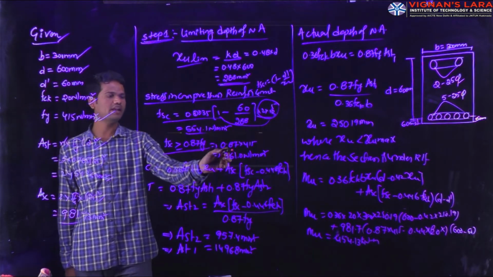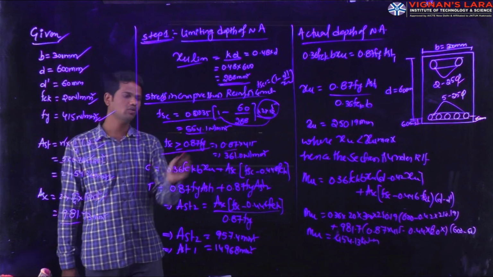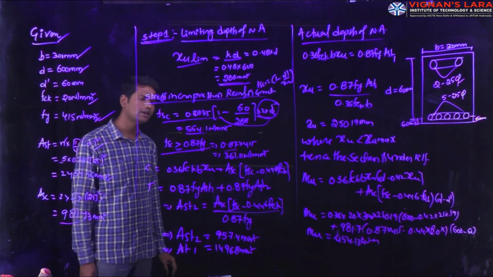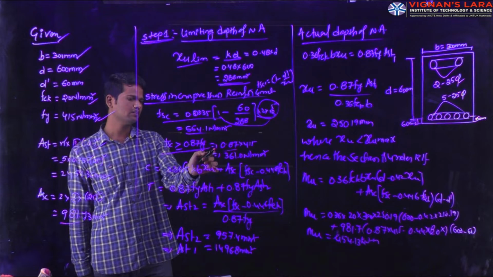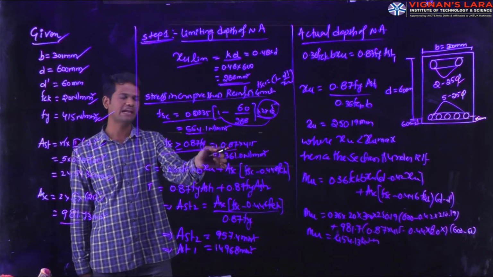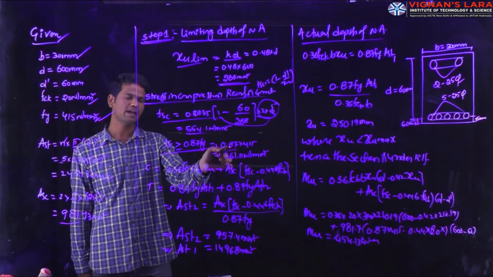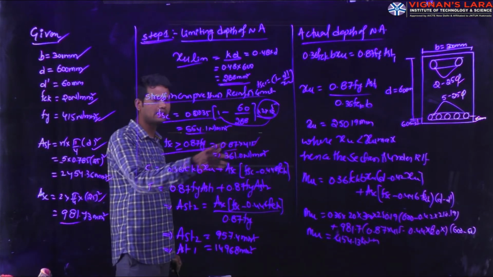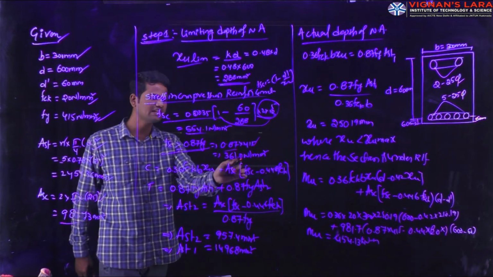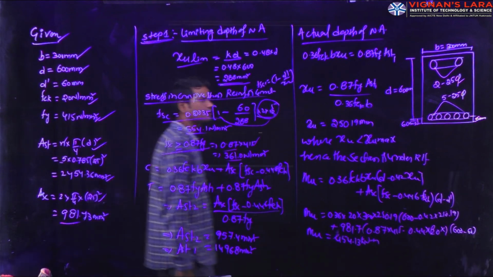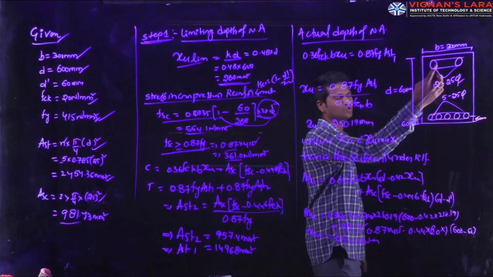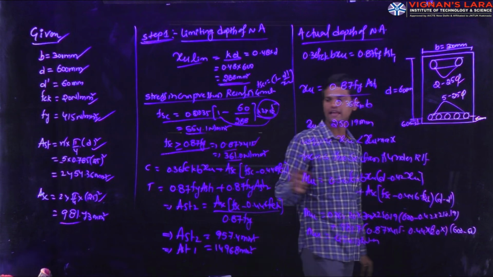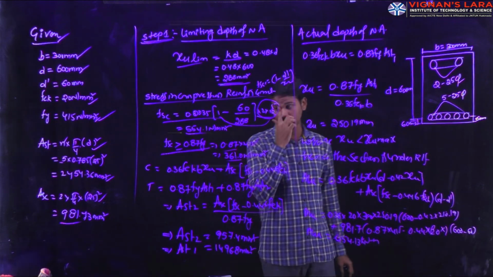The stress in compression steel that you get should not exceed 0.87 into Fy, where 0.87 is the numerical value and Fy is the yield strength of the steel. That is, FSC equal to 0.87 into Fy. Fy is the yield strength of the 415 grade steel, and if you substitute, you will get the stress in steel in the compression zone. In this compression zone, the stress in steel comes to 361 Newton per mm square.